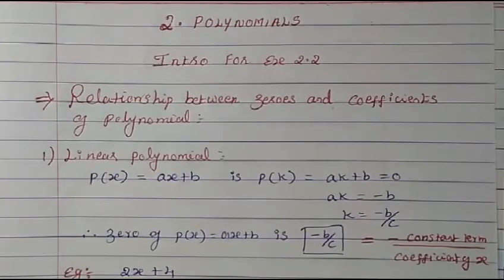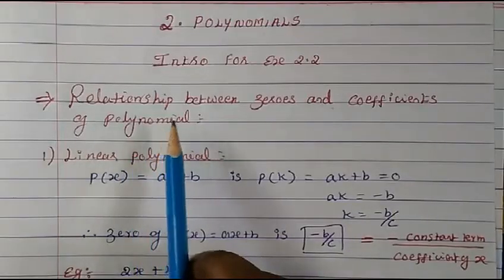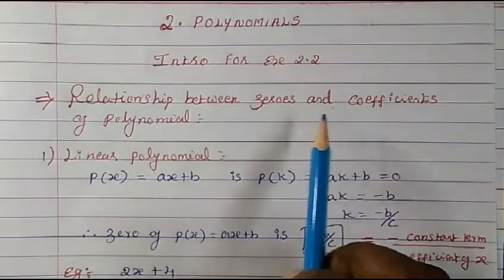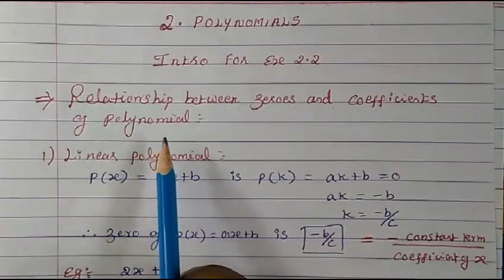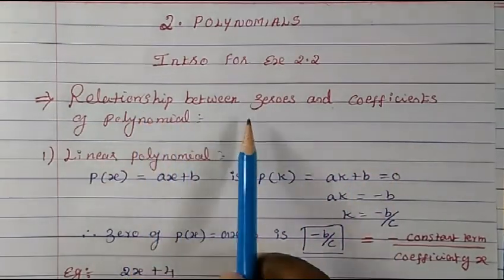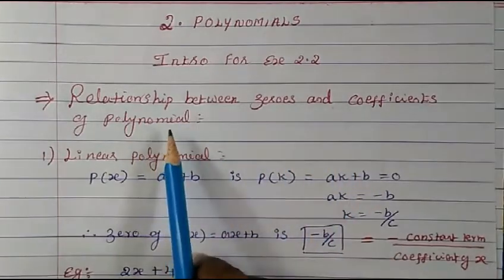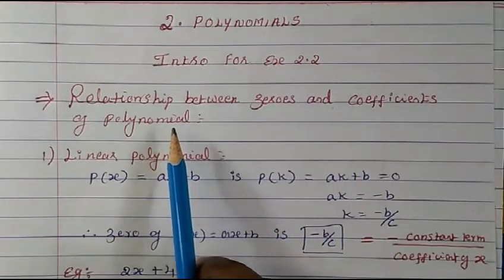Today we are going to study from class 10th chapter 2 polynomials. It's an introduction for exercise 2.2. If you want to solve exercise 2.2, you have to understand this introduction. So try to understand. Today we are going to study the relationship between zeros and coefficients of a polynomial. So what is the relationship between zeros and the coefficient of the polynomial? That's what we are going to study.